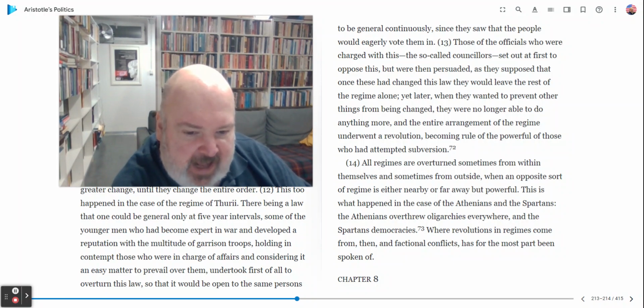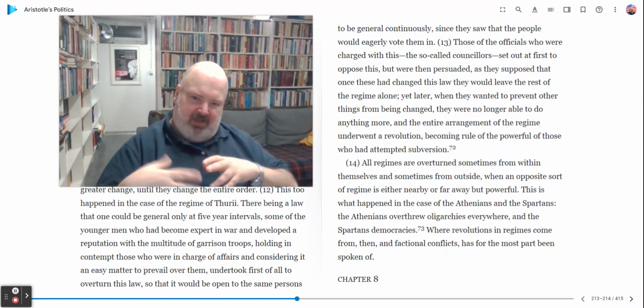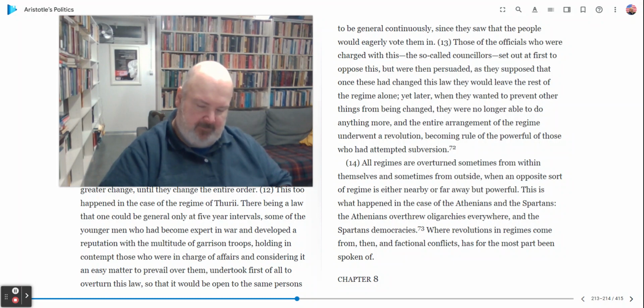Now he continues at 14, which ends the chapter. All regimes are overturned sometimes from within themselves and sometimes from outside, when the opposite sort of regime is nearby or far away but powerful. Now, this is interesting. This is a more general account. They can change from within or from external sources.